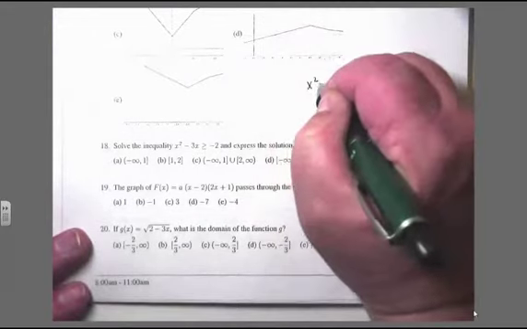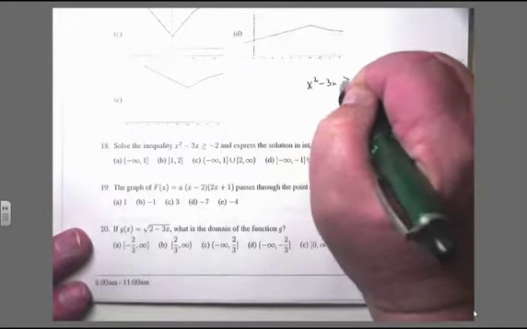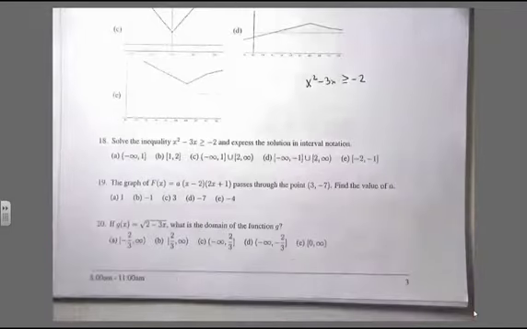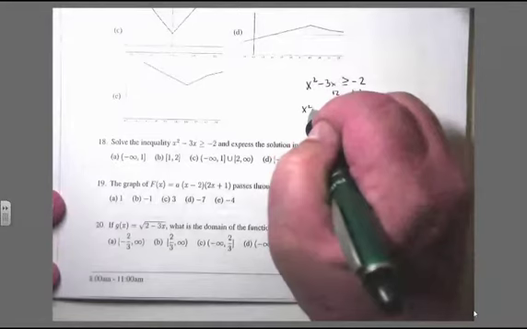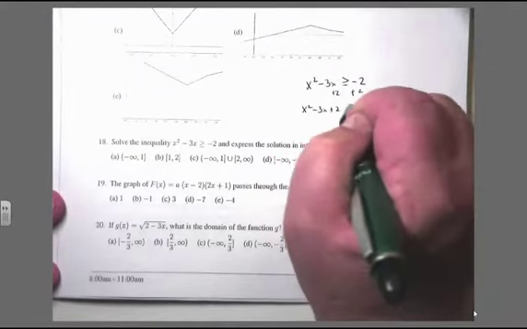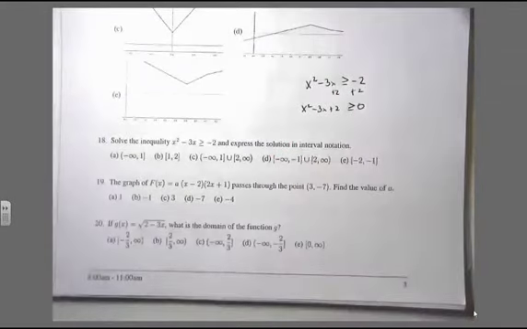X squared minus 3x is greater than or equal to negative 2. It's a quadratic inequality. But here's the deal. Whether it's quadratic or rational, you always do the same thing. You always pull everything to one side and set it to 0 because you're looking for that plus minus stuff. We're going to do a number line on this thing. So set it to 0. So I'm going to add 2 to both sides. This will give me x squared minus 3x plus 2 is greater than or equal to 0.